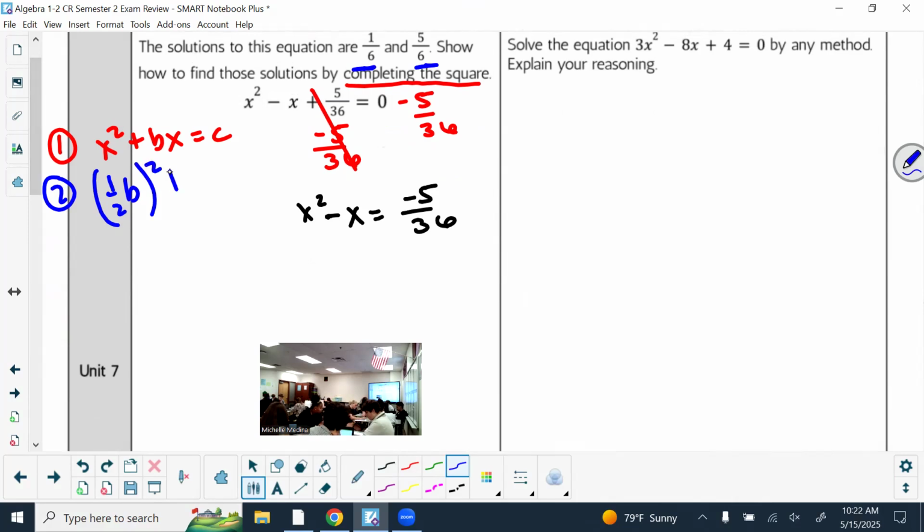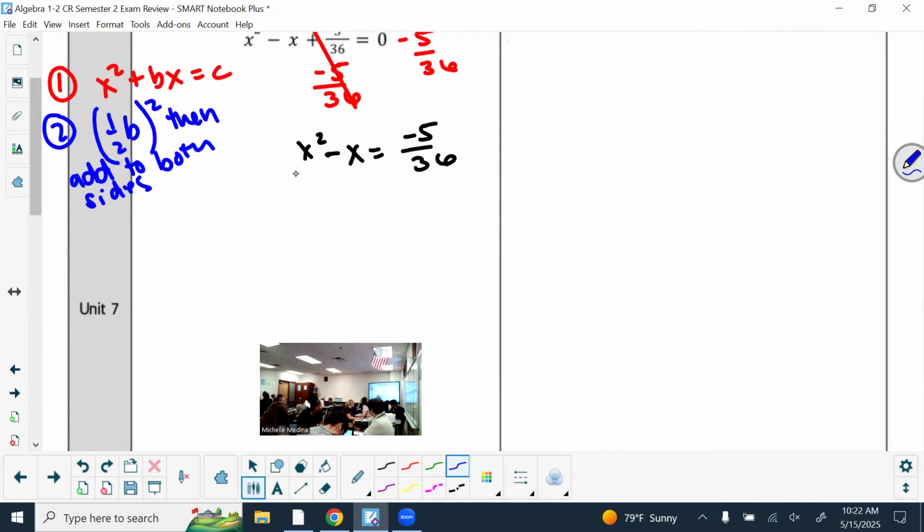And then what do you do after that? All right. So we're gonna take half of b, square it, then add it to both sides. What's my b value on this? And what is half of -1? And what is negative 0.5 squared?